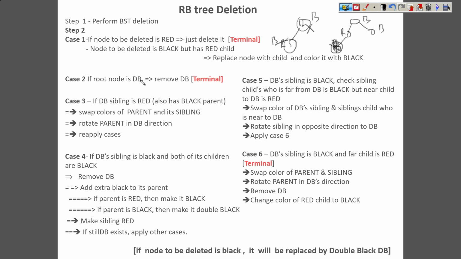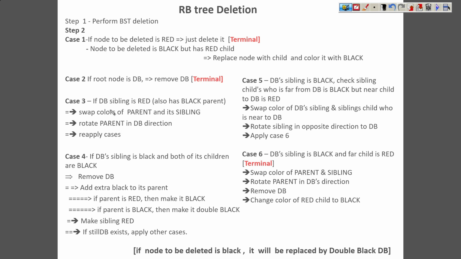So if the root node is double black, we can simply remove it. Let's say at any time you find that the double black is appearing at the root node, then there is no problem. We can simply make it single black, and this is simply solved. As in the case of insertion, when we find that the root node is red, we can just make it black, and that resolves the problem. Now let us look at the other cases.